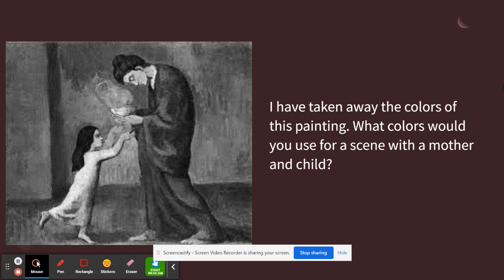So if you look at this painting here, we've taken away all of the colors. We have desaturated it, so to speak. It's been turned black and white. Having taken away the colors of this painting, what colors would you use for a scene with a mother and child like this? So again, what colors would you use for a scene with a mother and a child?